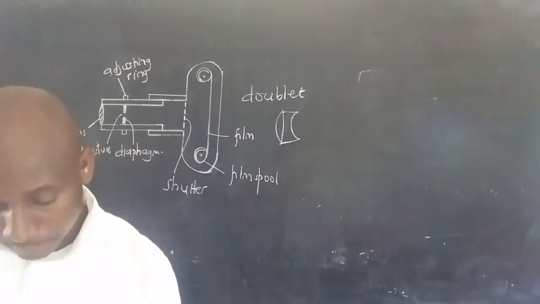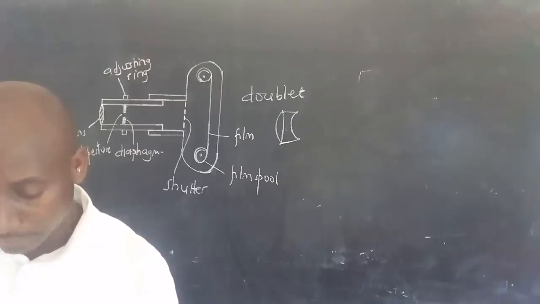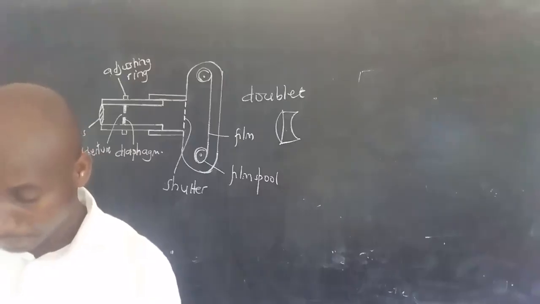The near point is the closest point at which the eye can focus clearly. Far point is the farthest point at which the eye can focus clearly. For a normal eye, the near point is 25 centimeters and the far point is at infinity.